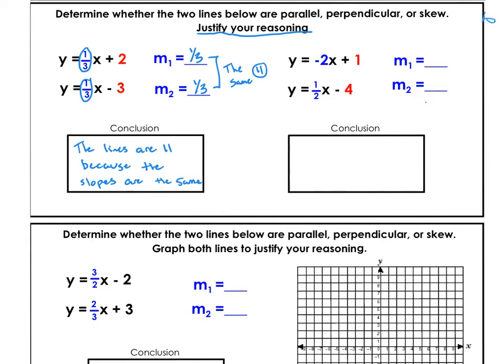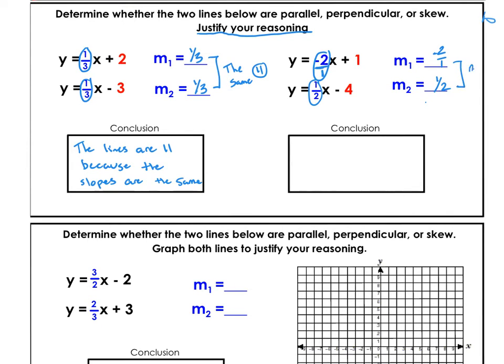Let's try the next one, okay? Now, here's what I'm going to say. For the first one, it says y equals negative 2x plus 1. If you ever see a whole number, like you do here, put a 1 underneath it. You'll find out why in a second. So our first slope is negative 2 over 1. And our second slope is 1 over 2, all right? So we have negative 2 over 1 and 1 over 2.